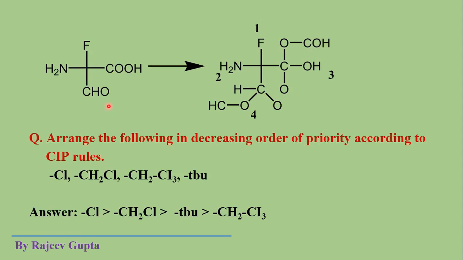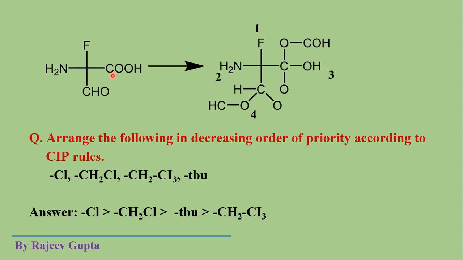For example, if we want to provide priority order to these four different groups, first check the directly attached atoms to this chiral center: fluorine, nitrogen, carbon, carbon. The highest atomic number is for the fluorine atom, so it gets 1, then the nitrogen atom gets 2, then both carbon atoms are the same. Here we can directly apply this rule.